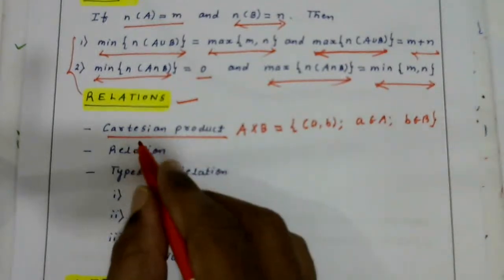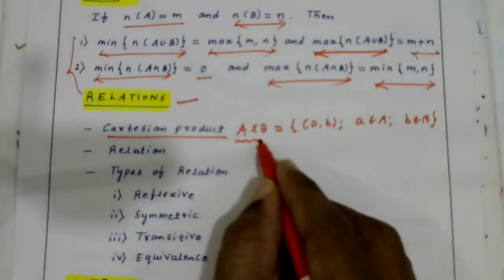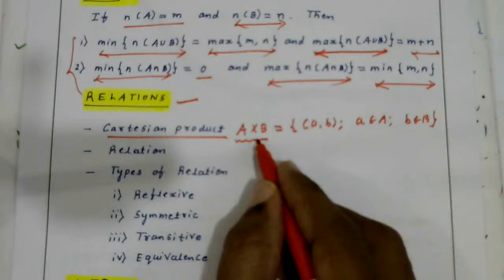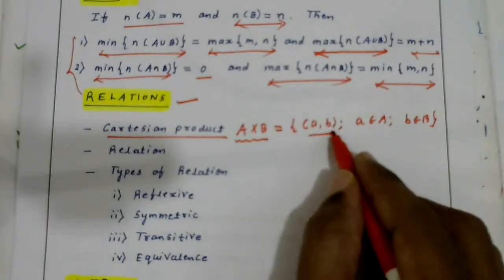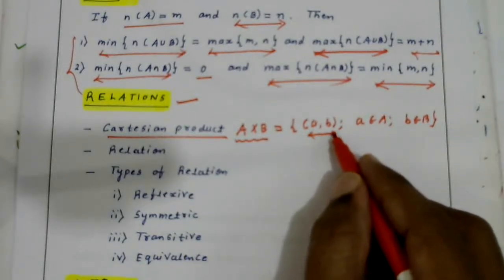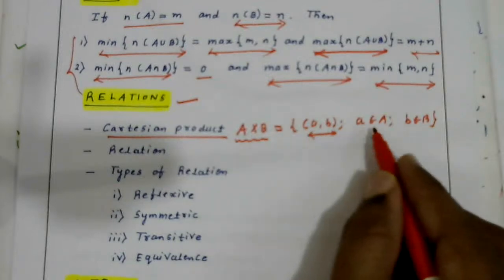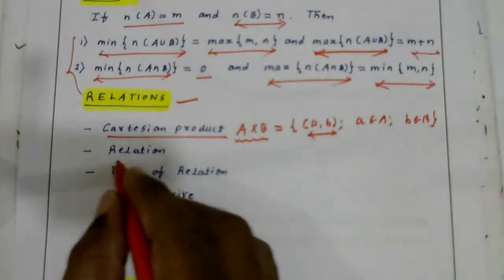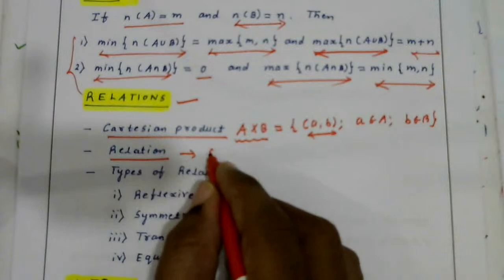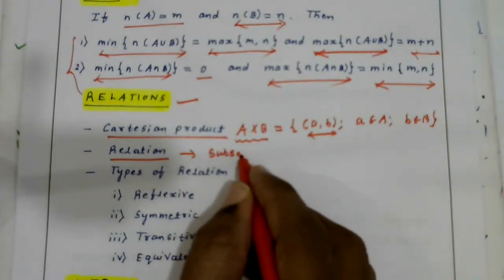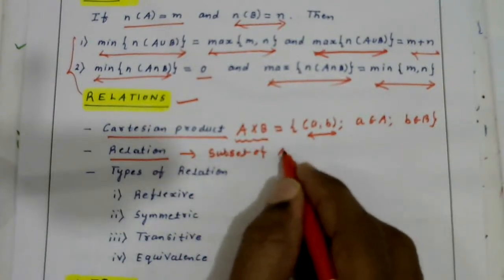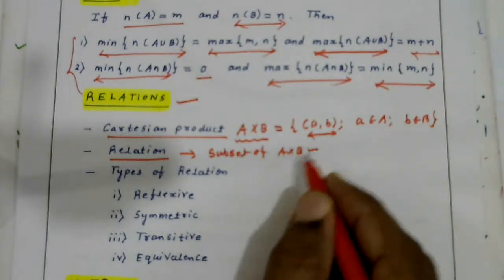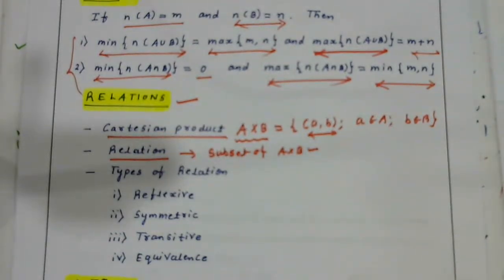If A and B are any two sets, the Cartesian product of the two sets is denoted by A cross B and is defined as the set consisting of ordered pairs (a, b), where a belongs to the first set and b belongs to the second set. And what is a relation? It is a subset, right? A subset of A cross B. If I take a subset of A cross B, that is said to be a relation.